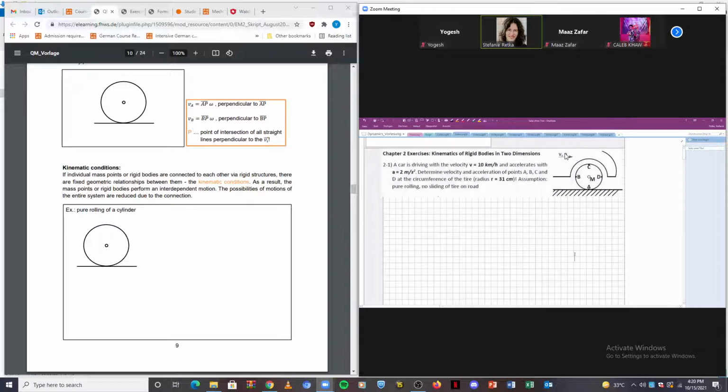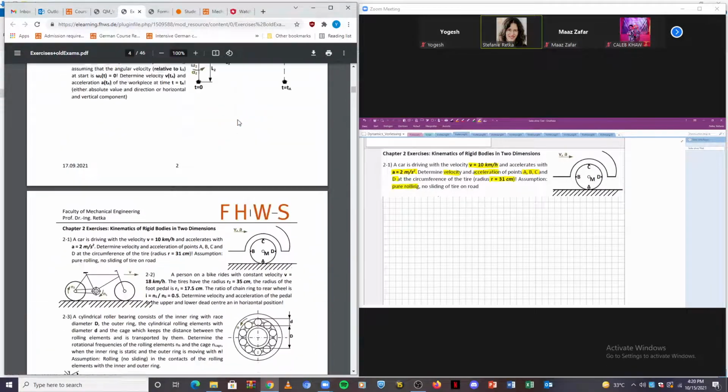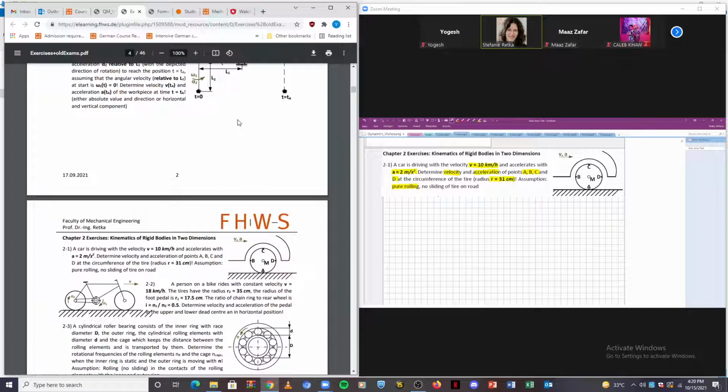Okay, so what do we have? We have a car driving with a velocity of 10 kilometers per hour, and this car accelerates with 2 meters per square second. We have to find the velocity and acceleration of the points A, B, C, and D as drawn in the figure. The radius of the tire is given with 31 centimeters, and we are assuming pure rolling, so that's important, okay? Pure rolling.